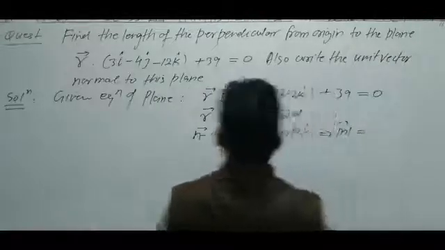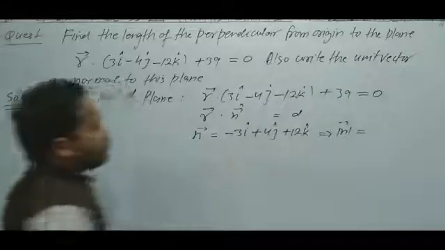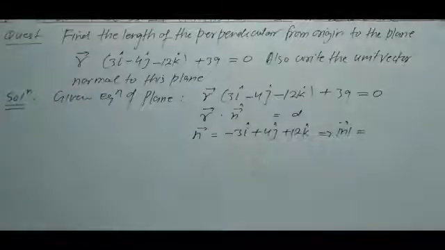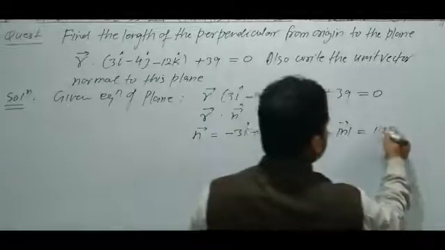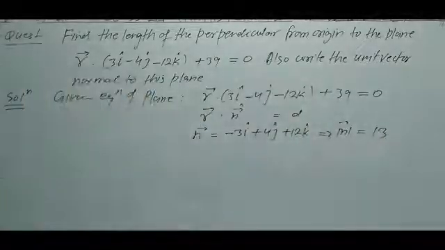What we can write? 9 plus 16 plus 144, that is 25 plus 144, which is 169. Square root of 169 means 13. So this result is 13. Mod of n vector is 13.